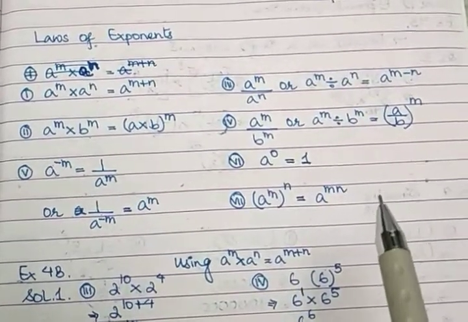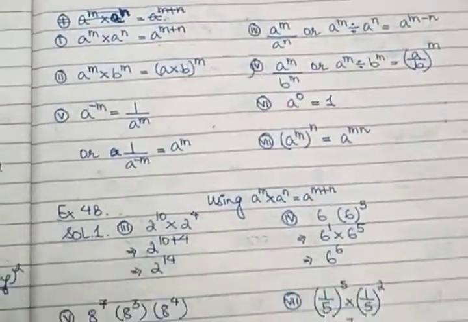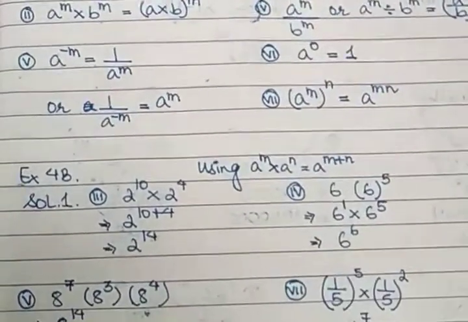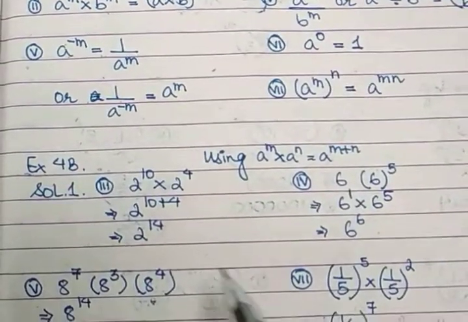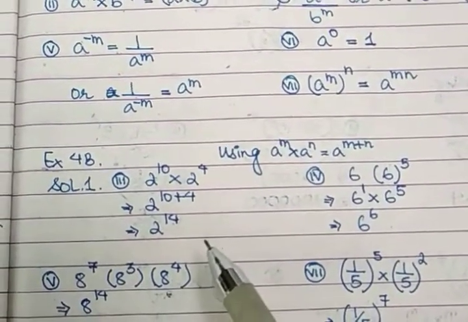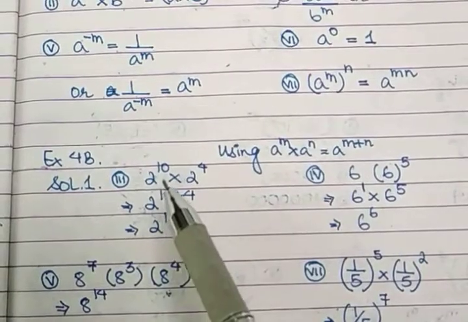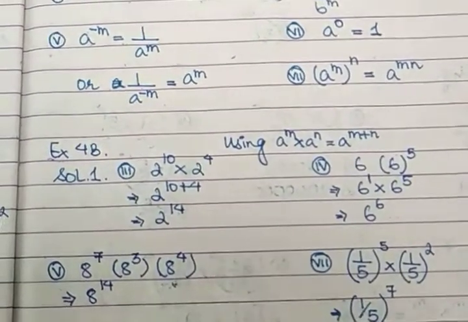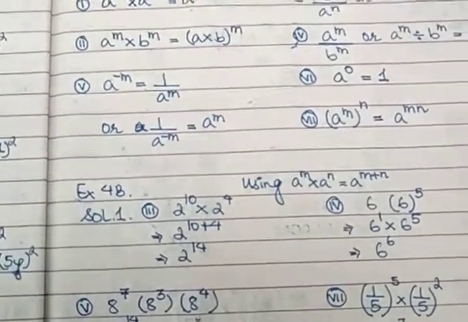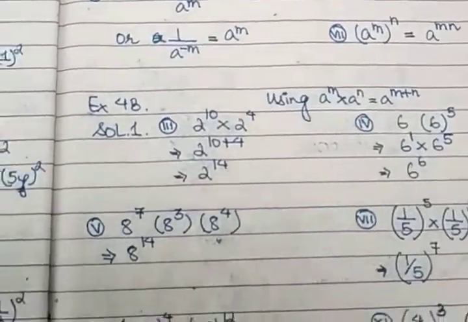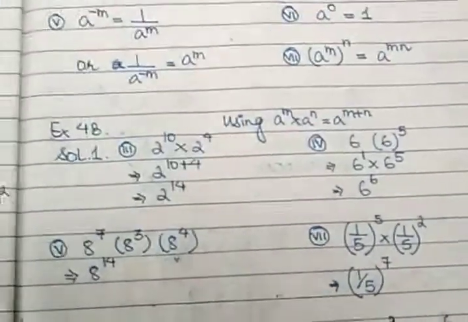That's it. Okay, so let's do a few sums, then you may get to know. For exercise 4b, I have taken from exercise 4b. So question number 1, 3. In question number 1, 3, what I have is 2 to the power 10 into 2 to the power 4.